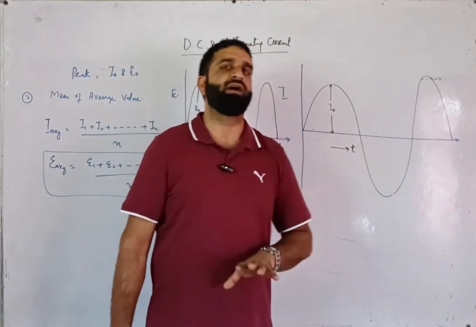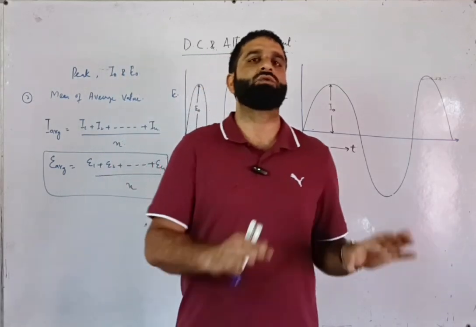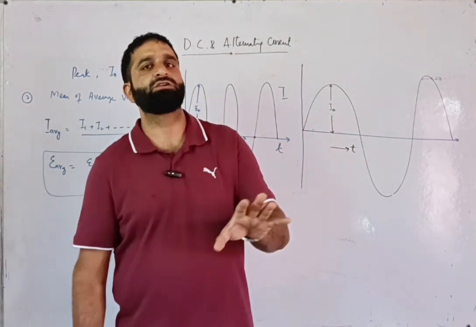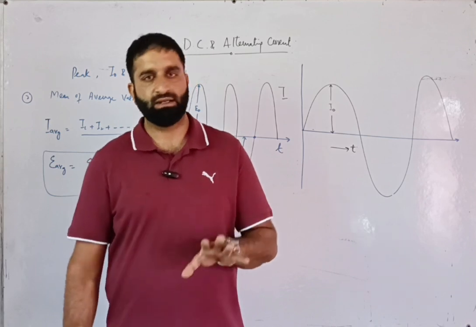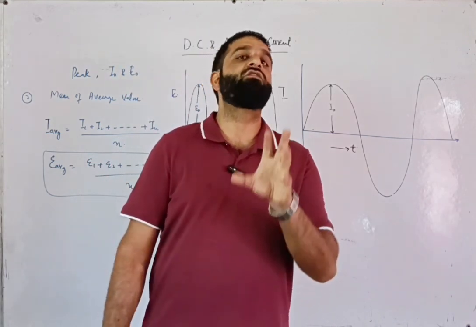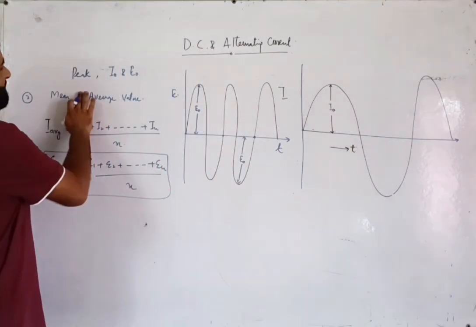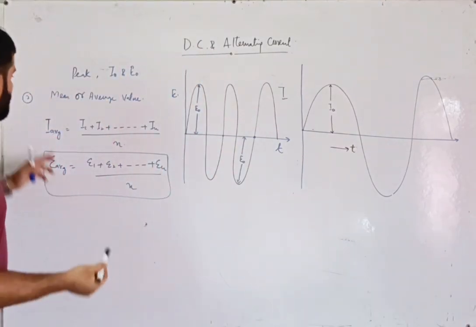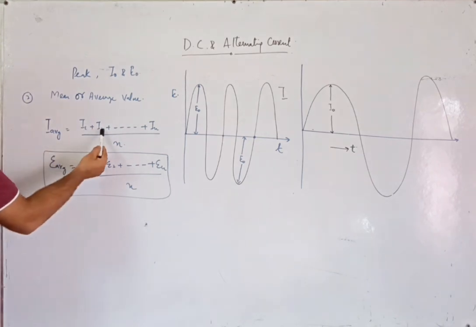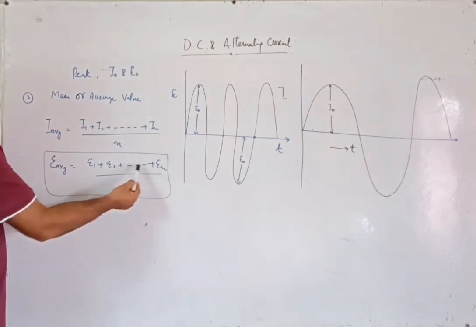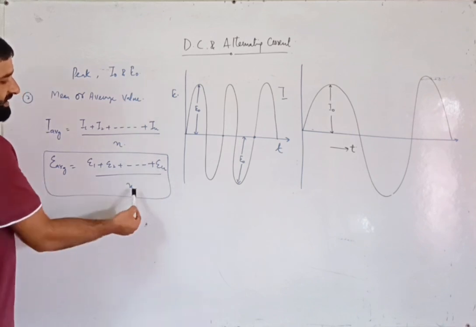So the mean or average value of the AC current or voltage over a full cycle is equal to 0. That means we cannot define the mean or average values for current or voltage in an AC. So what we do is define the average or mean value of current or voltage for a half cycle. So the average or mean value of AC is defined for a half cycle, and that is I average is equal to I1 plus I2 plus so on to IN divided by N. So E average is equal to E1 plus E2 so on to EN divided by N.